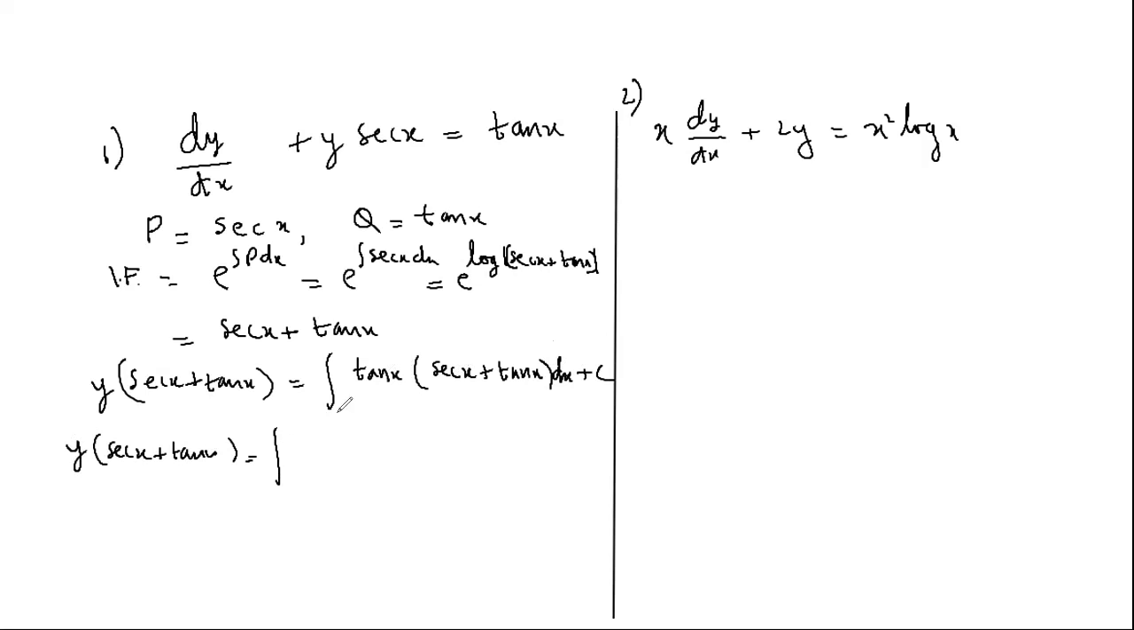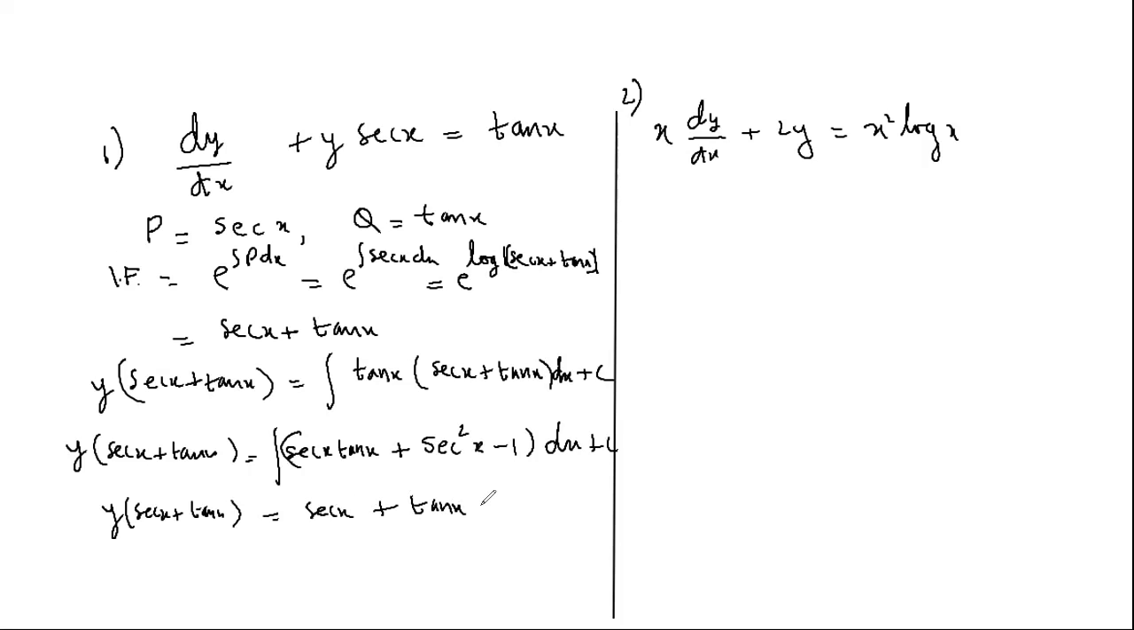Now separate it. Sec x tan x has a direct integral, since it is the derivative of sec x, so the integral is sec x here. Tan square x has no direct integral. So what should I do with tan square x? I must write it as sec square x minus 1. Then only the integration is possible. So your answer became y into (sec x plus tan x) is equal to sec x plus tan x minus x plus c. This is your general solution.